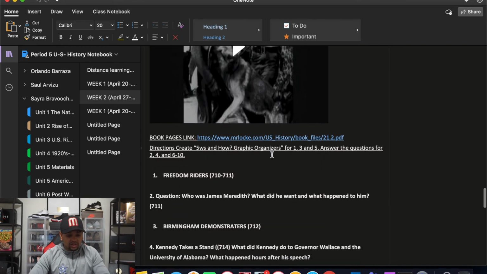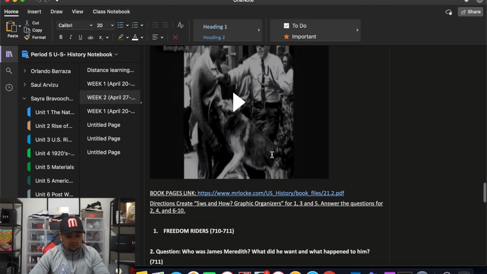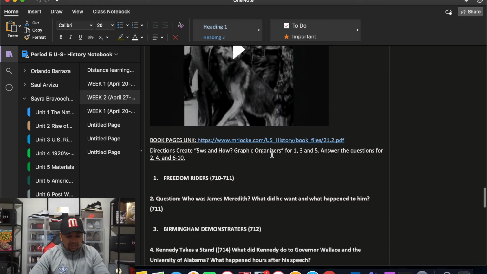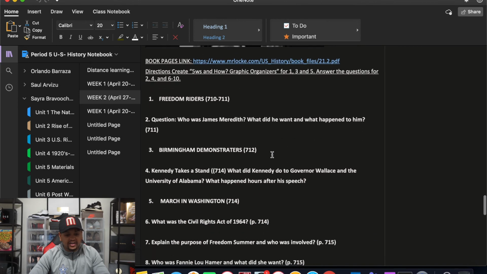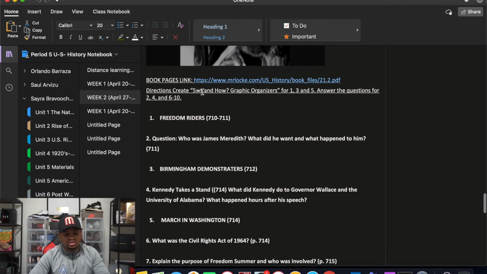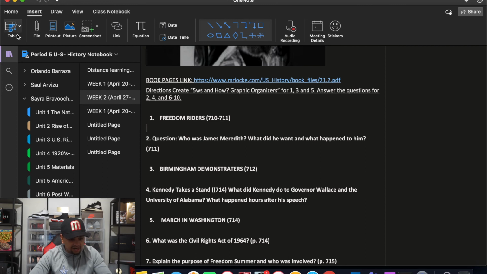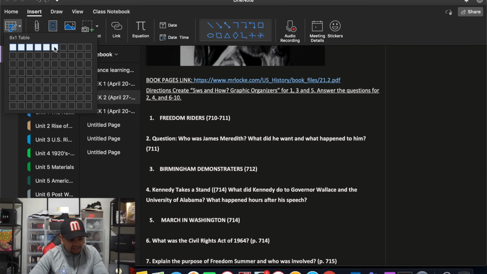So here's the textbook for numbers 1, 3, and 5. You are going to create a 5 W's and H chart. Right under where it says Freedom Riders, you're going to click insert a table, and you need 6 this way and your answers on the other side. So you go either 6 by 2 or 2 by 6. Either way doesn't matter to me.